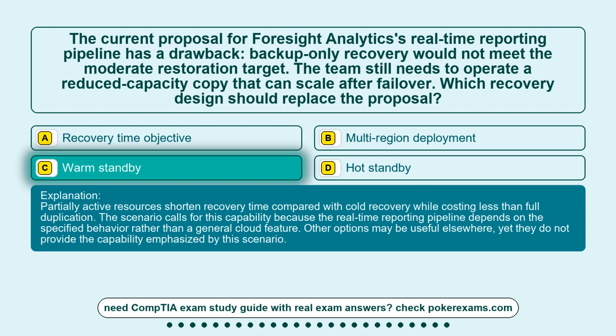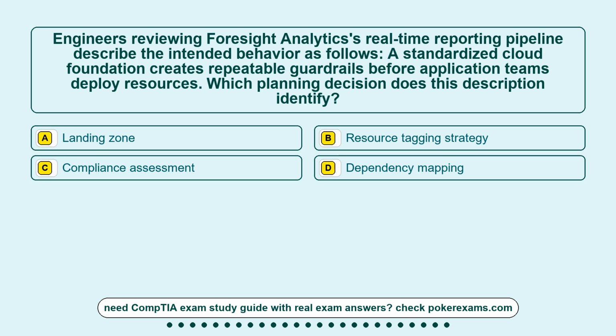Partially active resources shorten recovery time compared with cold recovery while costing less than full duplication. The scenario calls for this capability because the real-time reporting pipeline depends on the specified behavior rather than a general cloud feature. Other options may be useful elsewhere, yet they do not provide the capability emphasized by this scenario. Question 7.